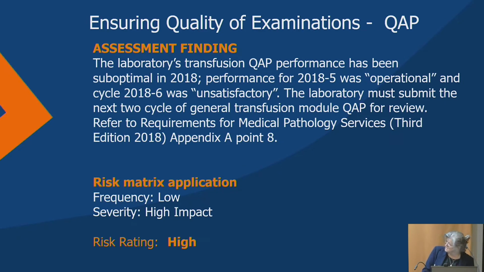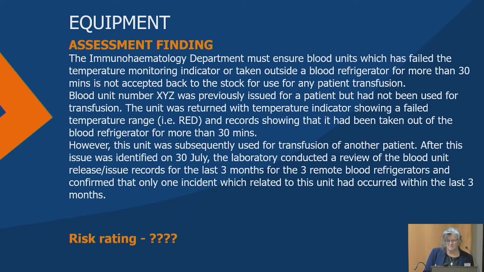So this one is actually a high risk because the QAP performance in transfusion is probably one of the most fundamental things for a haematology laboratory, and it was suboptimal or unsatisfactory. They have to review the next lot of transfusion results, and that was the solution, referring again to the RNPS Appendix A. And then this is the last one of these, I think.